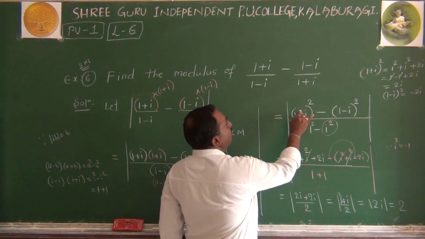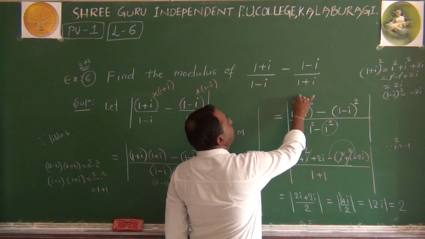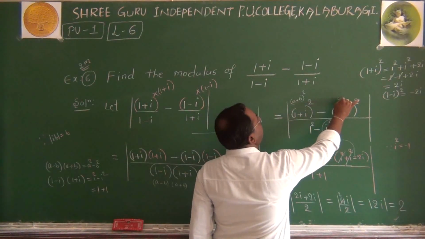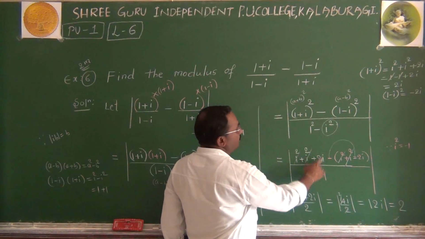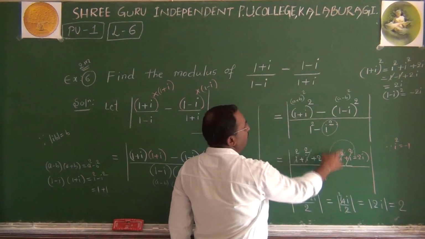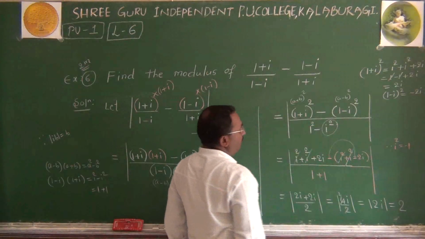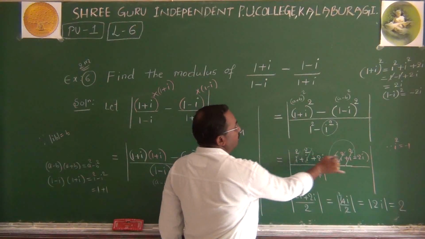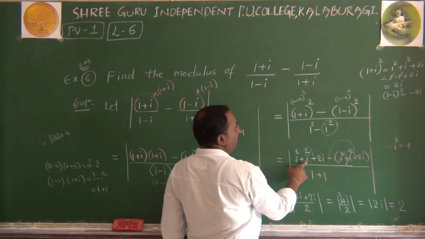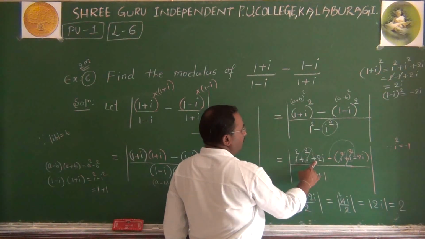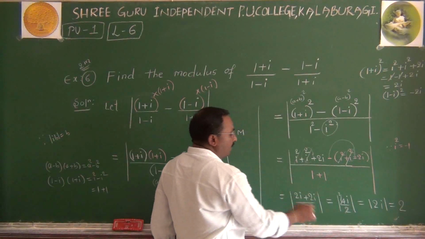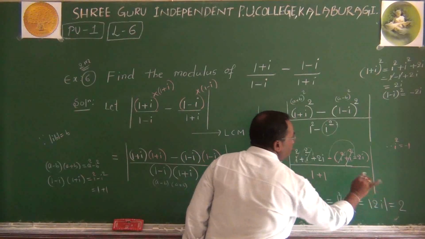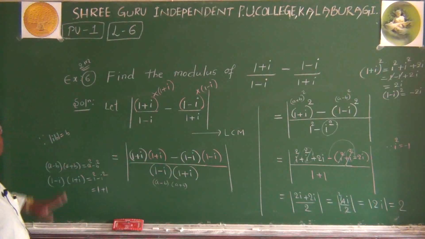Numerator: a square plus b square plus 2ab, this is the (a plus b) whole square formula, minus a square plus b square minus 2ab, the (a minus b) whole square formula. The i square value is always minus 1. Plus 1 minus 1 get cancelled. Plus 2i minus minus plus 2i is 4i. Two ones are 2, two twos are 4. Modulus of 2i is 2. This is the 2 marks question.